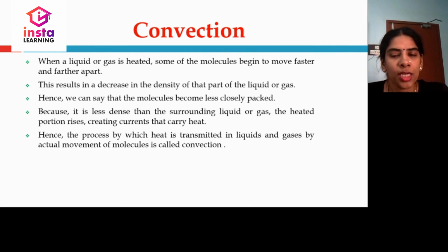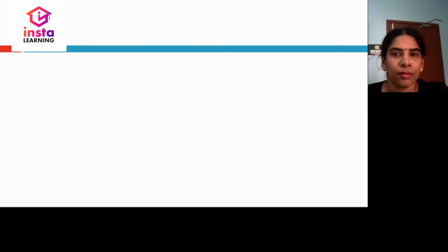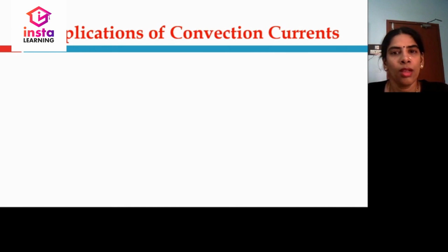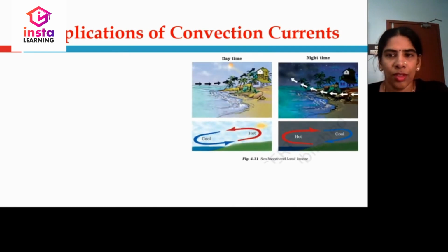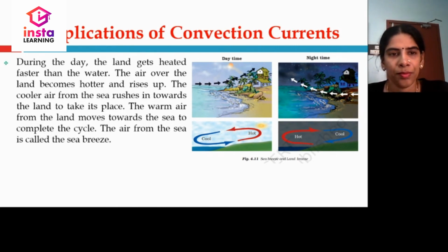The process by which heat is transmitted in liquids and gases by the actual movement of the molecules, we call it convection. Let us see where we can see applications of convection. You can see that in the sea breeze and the land breeze. Let us discuss what role convection plays in the sea breeze and the land breeze.